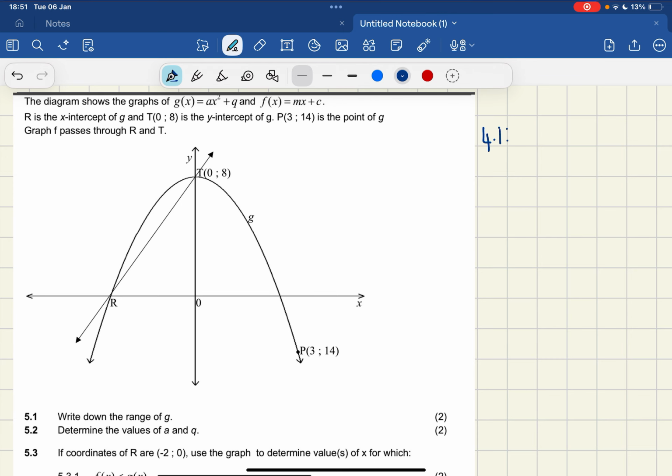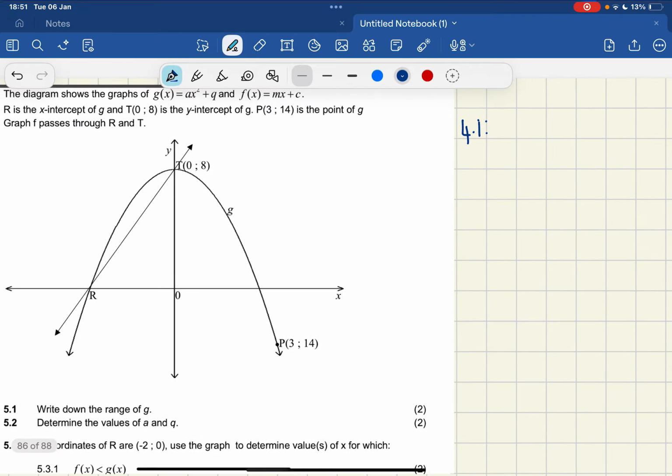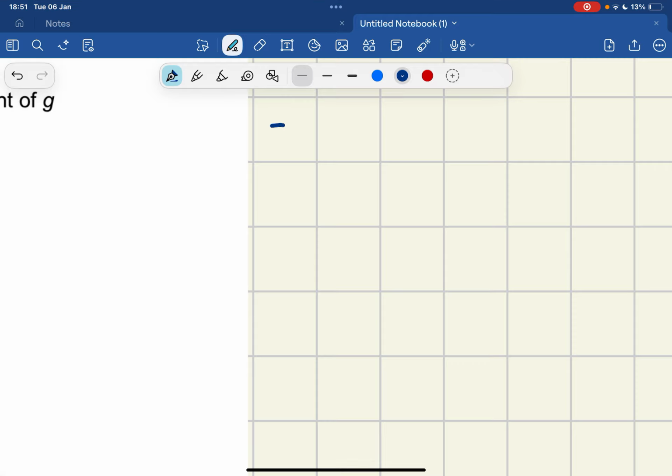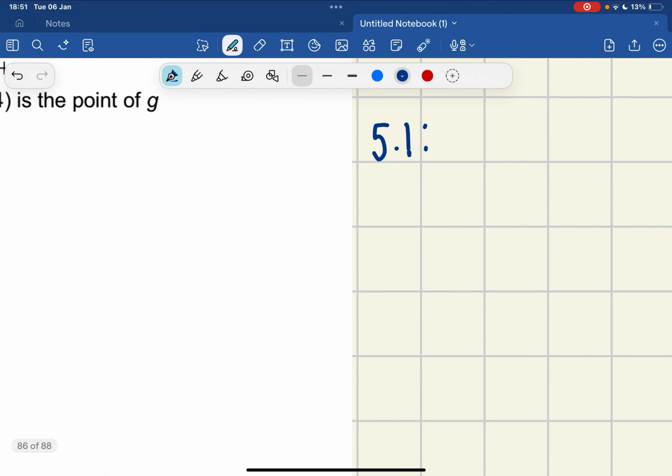Okay, and it says that p is a point at (3, 14) on the parabola, and it says that the graph of f passes through r and t. So the points of intersection are r and t. Now let's quickly answer question 5.1, boys and girls.